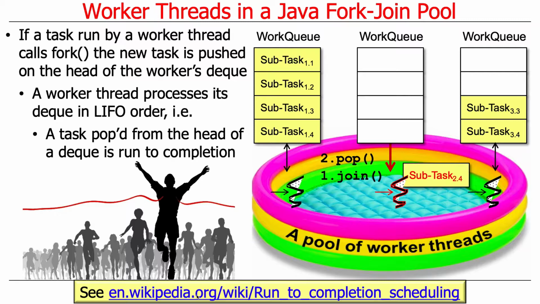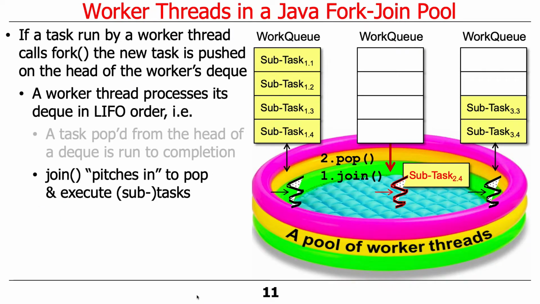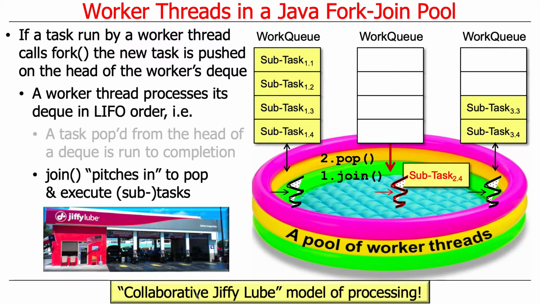So we pop, we join, we pop, and then we process whatever is needed by that task, which is typically the compute method, as we just saw. Remember, the compute method is what gets called back, and that actually does the work of the task. And this runs to completion, which means it'll keep running until it's done. Now, if it happens to block, then other threads could run, but it's going to keep running until it's finished. And recall what we talked about before, that join pitches in to pop and execute these subtasks. So when you join, it'll keep executing other subtasks until we get back the results for the subtask that join was called on. And that's that cooperative Jiffy Lube model of processing we talked about before.